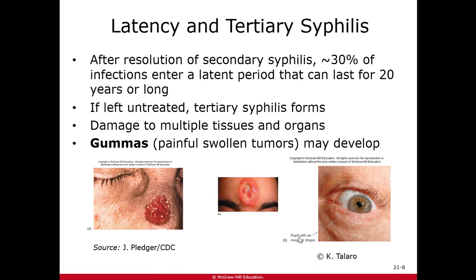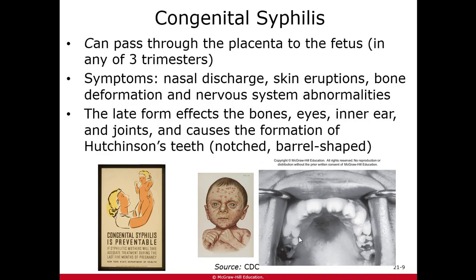Again, this bacteria gets into the bloodstream and it can go anywhere in the body and cause damage anywhere. Now, it is a bacteria too that can cross the placental barrier. It's called congenital syphilis. It can cross that placental barrier in any of the trimesters. If you Google congenital syphilis, you can see it causes a lot of damage to a fetus.